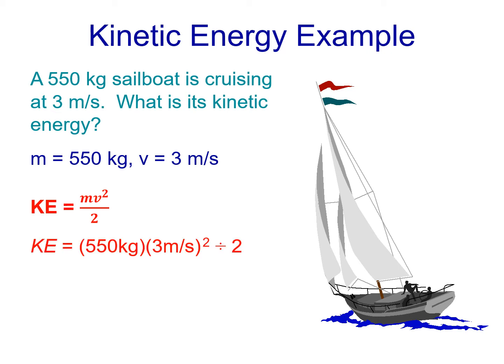What you should find is that kinetic energy is 550 times 3 times 3 divided by 2. That's 2475 as far as the number is concerned. The units would be kilograms times meters squared divided by seconds squared. And you may not recognize that, but that's a Newton meter or a joule. So the units of kinetic energy are the same as the units of potential energy, which are the same as the units of work. It's the joule.